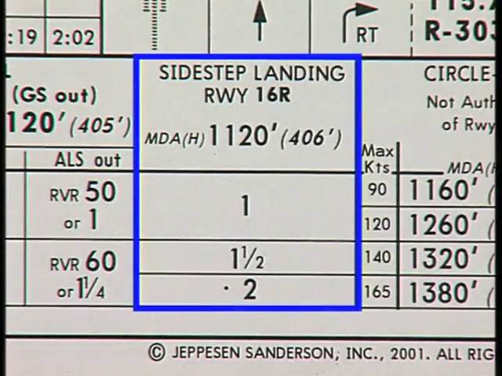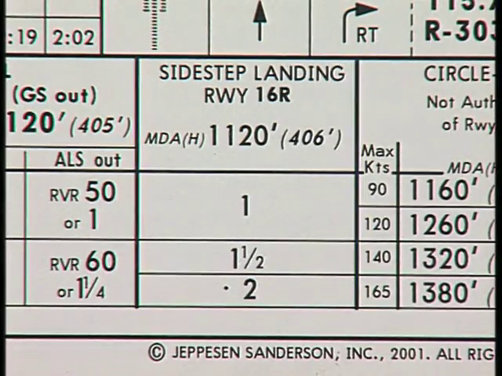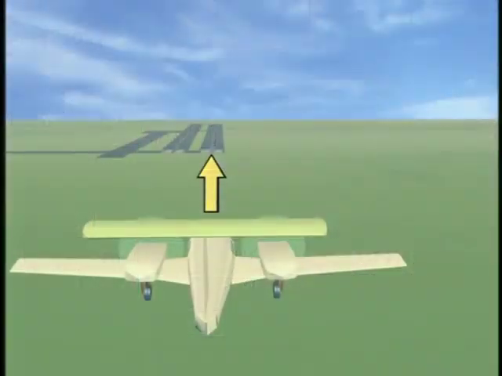Sometimes sidestep landing minimums also will be published. Typically, these minimums are higher than for the straight-in runway. This allows you to fly an approach to one runway and then land on a parallel runway.